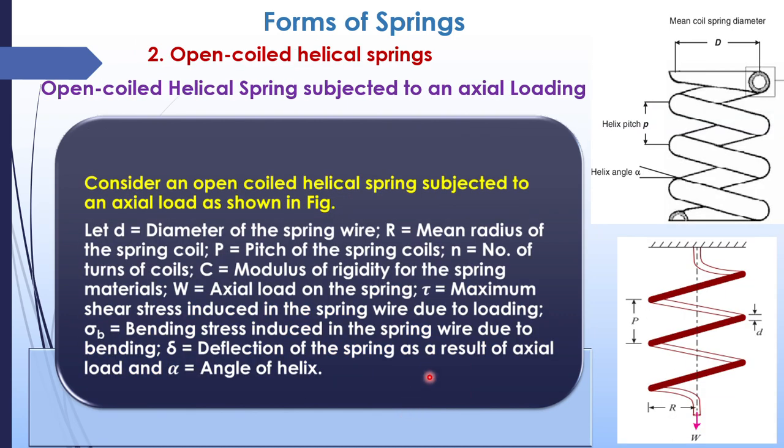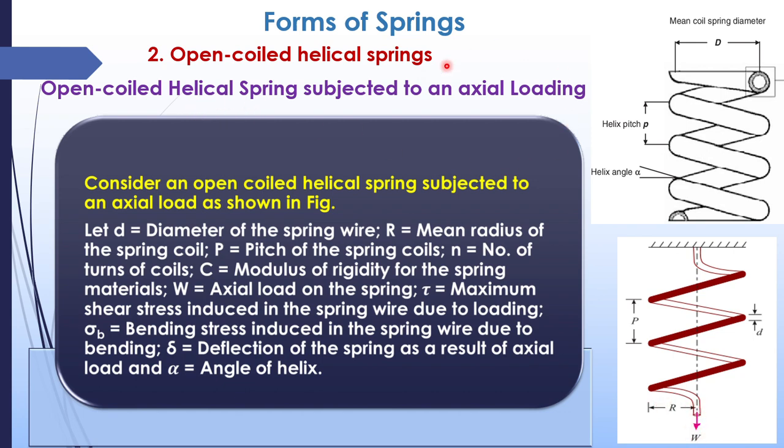Now we are moving on to the open coiled spring, the second case. For an open coiled spring, D is the diameter of the wire which we are using. P is nothing but the pitch. From the center of this wire to the center of the other turn, it will be the pitch. This is R and this is the loading W.